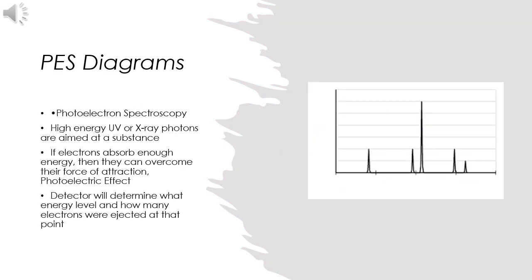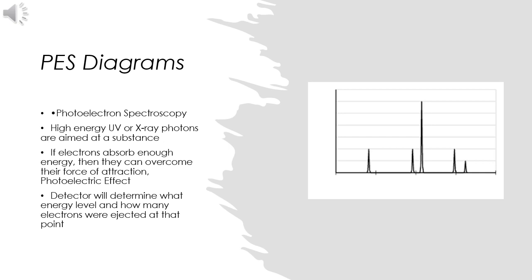The final topic I want to talk about is PES diagrams. PES stands for photoelectron spectroscopy. High energy UV or X-ray photons are aimed at a substance. If electrons absorb enough energy, then they can overcome their force of attraction. That's called the photoelectric effect. The detector will then determine what energy level and how many electrons were ejected at that point.